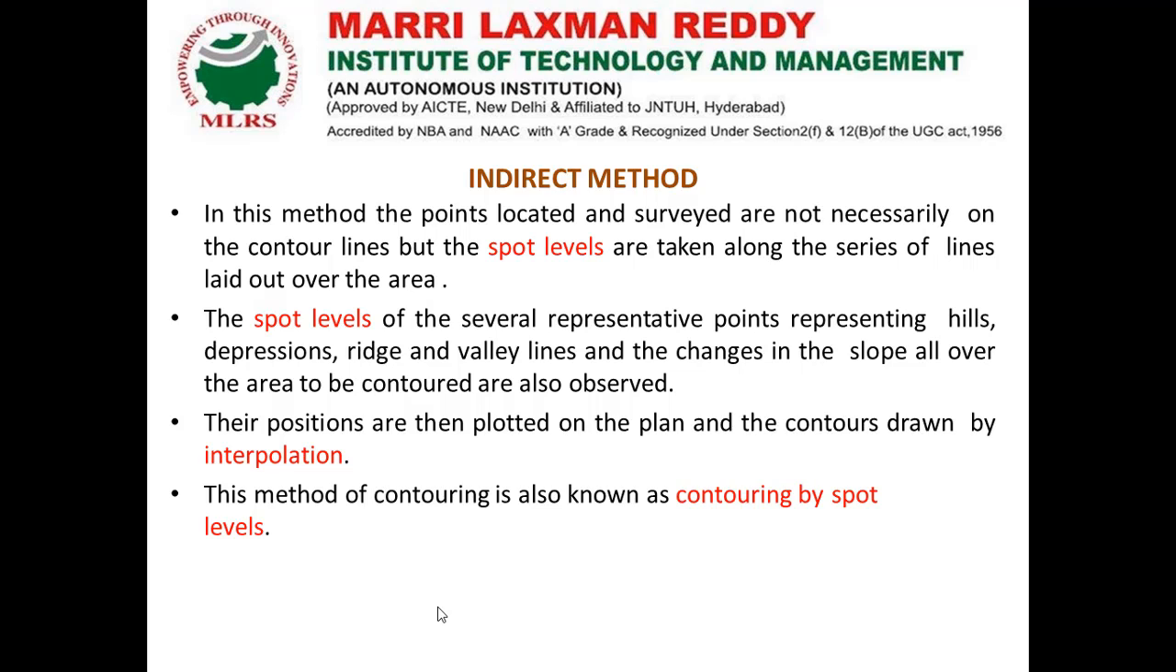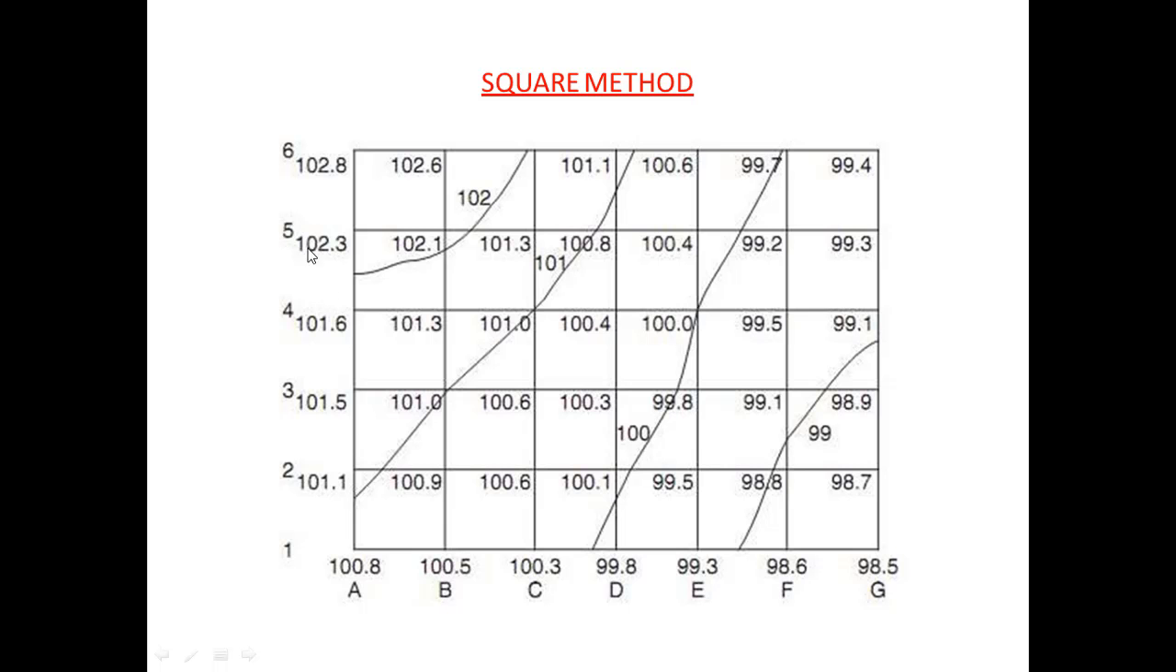Next one is by cross sections. Here they have clearly denoted the squares. So this is my site, and at each and every corner I am going to take the readings. By using those readings, I can calculate the RL of those points.